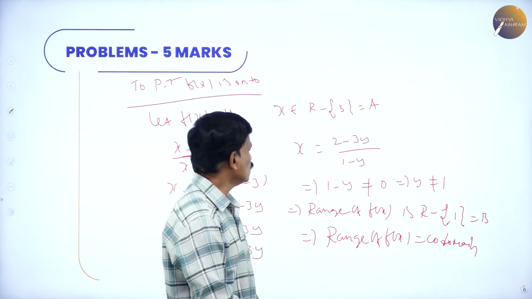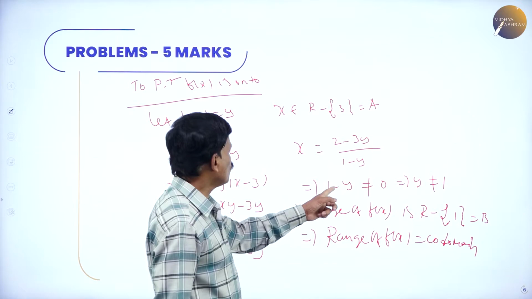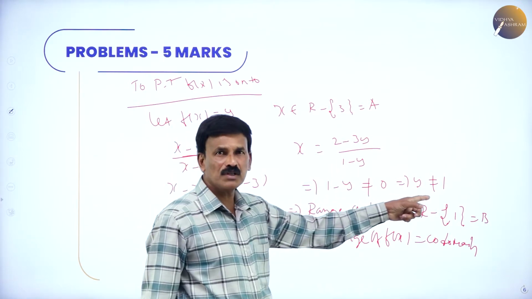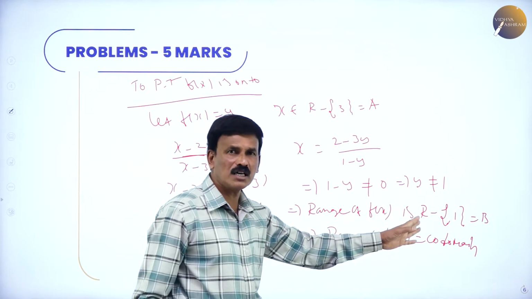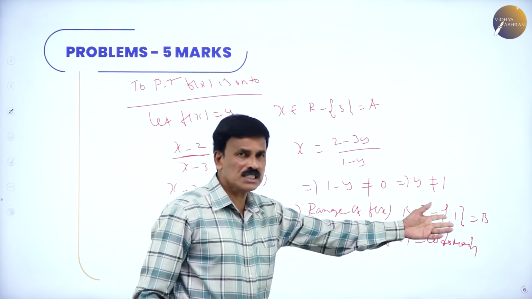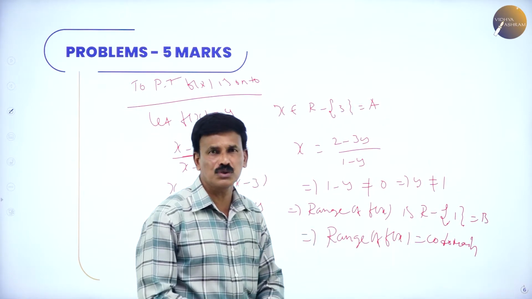So, see here, since x is equal to (2 minus 3y) by (1 minus y), which implies 1 minus y is not equal to 0, that means y is not equal to 1. So, therefore, the range of f of x is R minus {1}, which is nothing but B. That means the range of f of x is equal to the codomain.